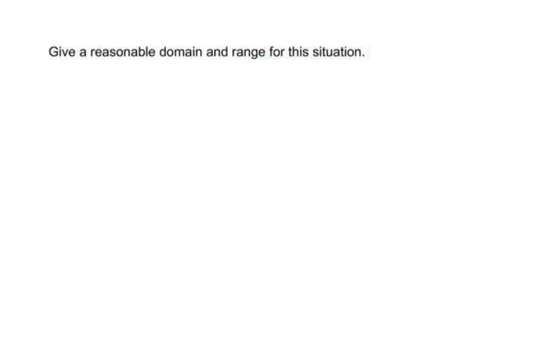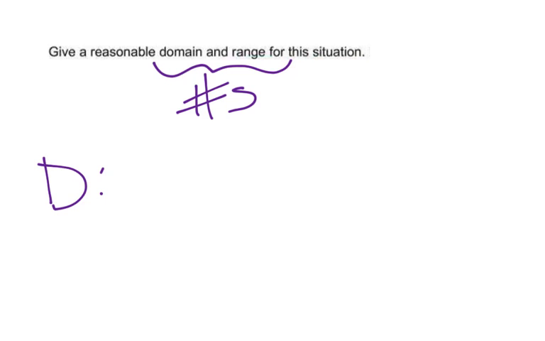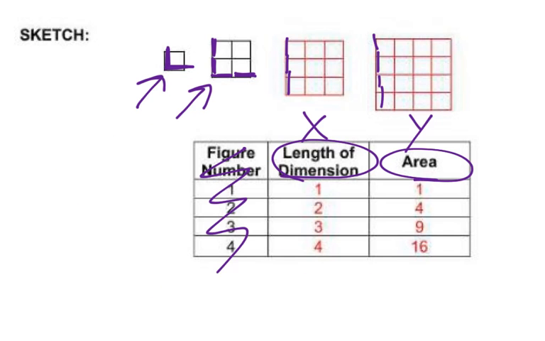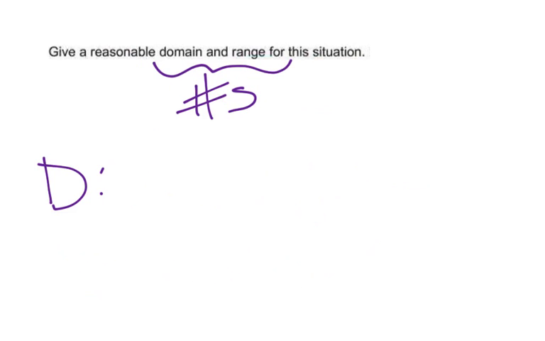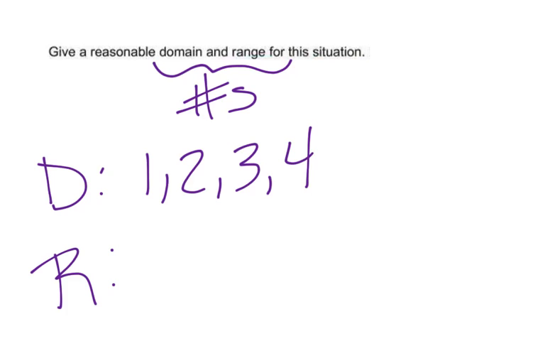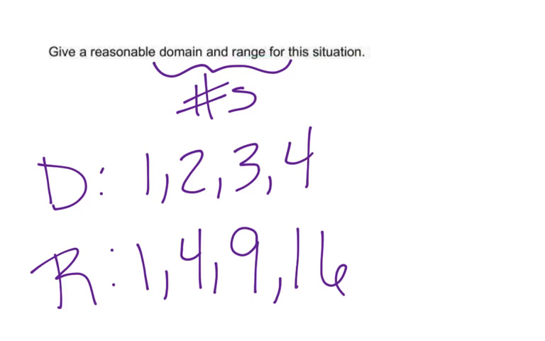Okay, the next one wants you to give a reasonable domain and range for this situation. Domain and range wants numbers. So domain is talking about x. If I look at my table, the x values are 1, 2, 3, and 4. So your domain is 1, 2, 3, and 4. Your range are the y values, and so it's 1, 4, 9, and 16.